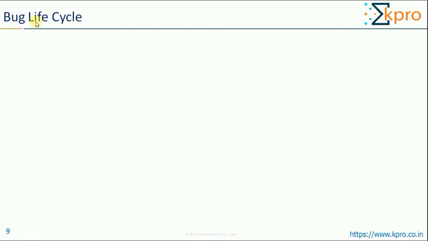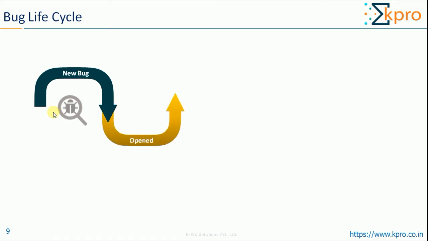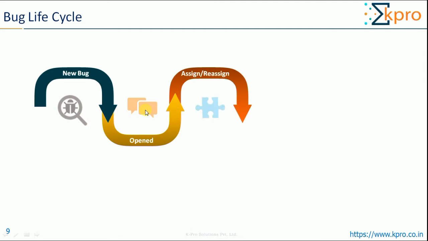Let us look at the bug lifecycle. When the actual result is not the same as the expected result, then a bug is raised in a bug tracking tool. A new bug, when it is opened, will have all the information to reproduce it and severity and priority information. A developer will work on these defects and fix them.